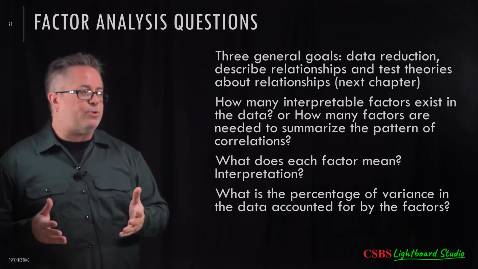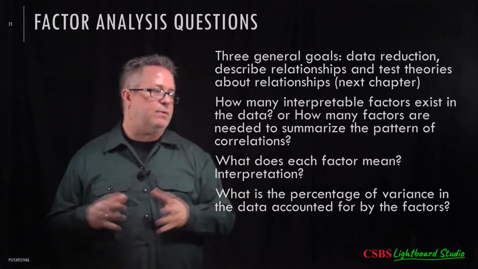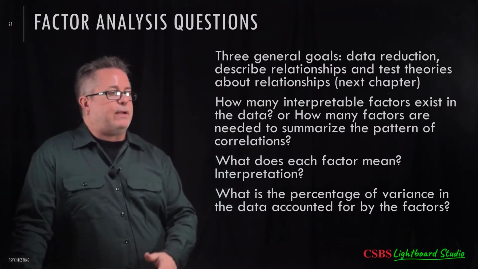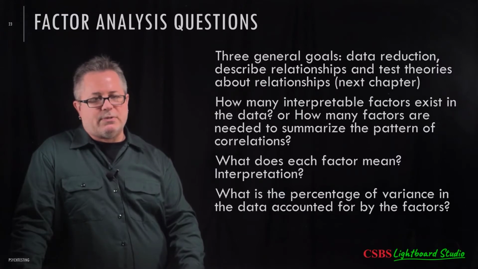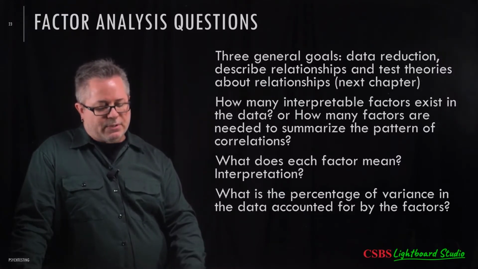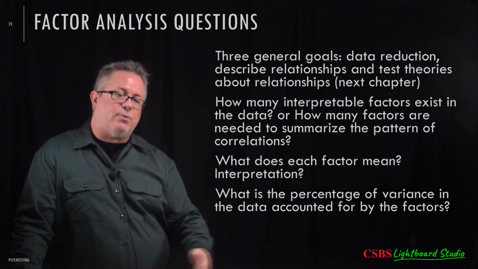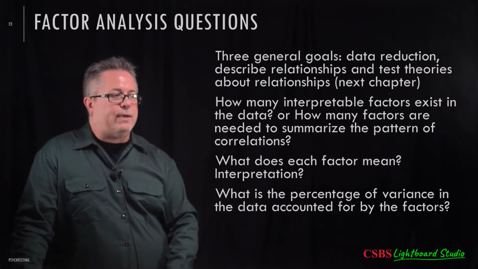So you get, how many interpretable factors exist in the data. That's sort of this data reduction and identification process. How many factors are needed to summarize a pattern of correlations? So you have a bunch of correlations, and how many factors are needed to really summarize them, but still be able to capture those correlations, to be able to capture all the relationships between the items with few factors.